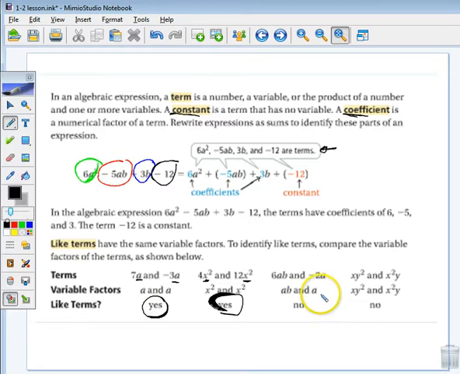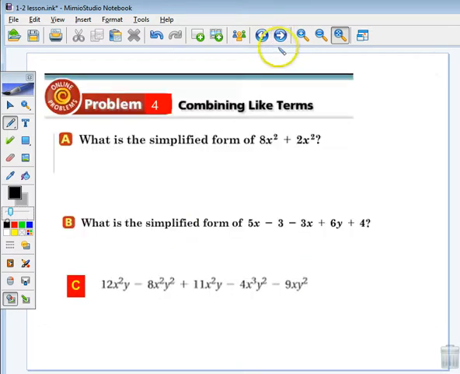They are not the same. We are missing a b here to make it the same, so these guys will not be like terms. And over here we have xy squared, x squared y. They're not the same. The x's don't have the same power, so they will not be like terms. Hopefully that wasn't too confusing, but you guys will see it with the example.